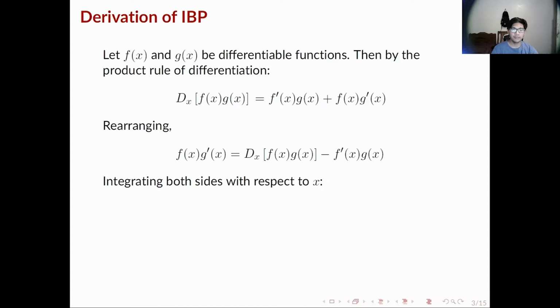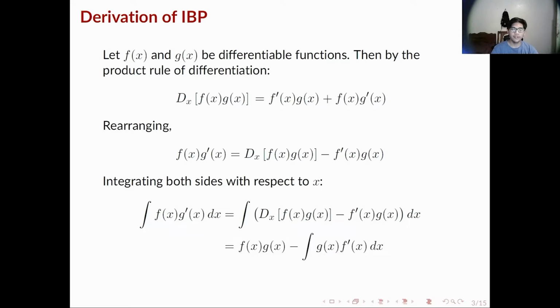If we now integrate both sides with respect to x, we have that the integral of f of x times g prime of x dx is equal to the integral of the derivative of f of x times g of x minus f prime of x times g of x dx. And if we simplify the right-hand side of the equation, we get f of x times g of x minus the integral of g of x times f prime of x dx.